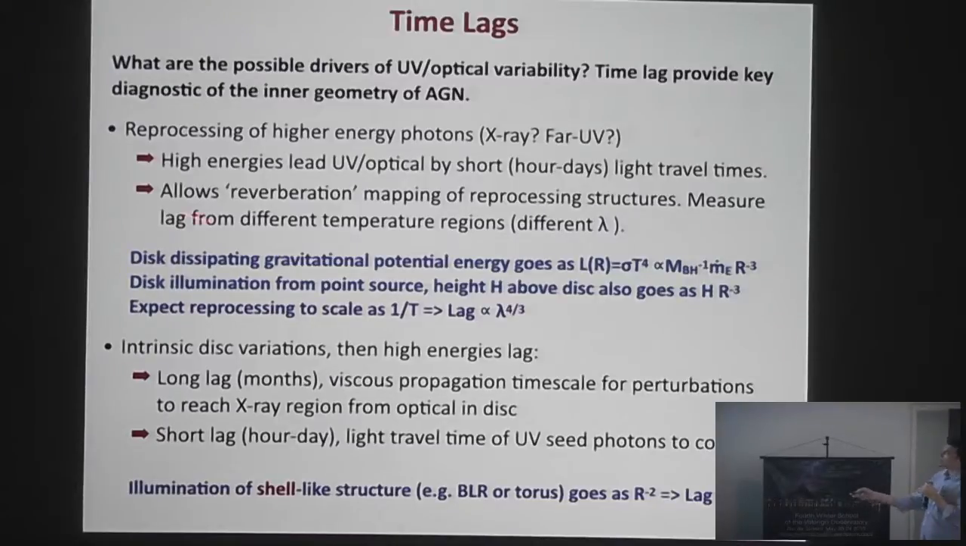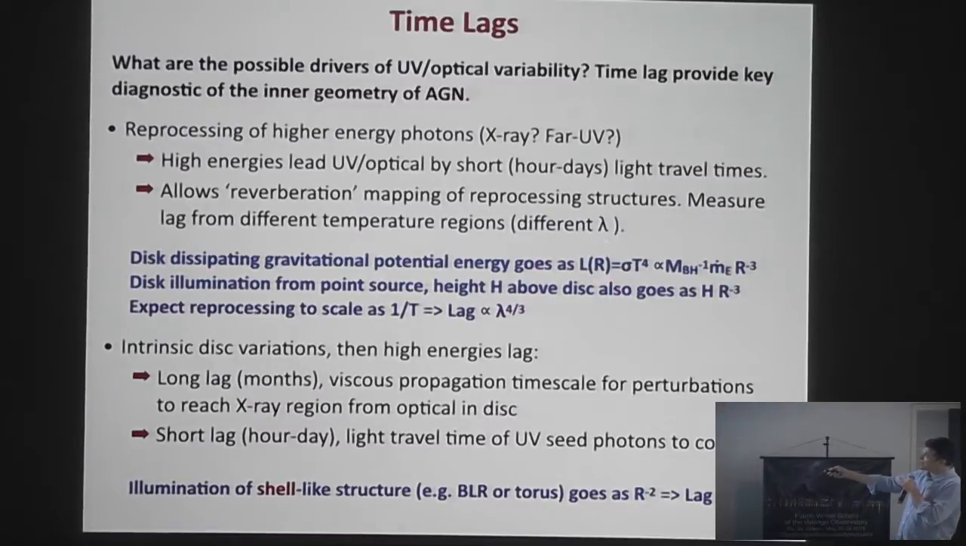Another way we can do this is we can do reverberation mapping on the reprocessed structures. So we can measure the time lag from different temperature regions. So we can look at the disk as different temperature sections and look at how, say, the X-rays or the hard UV vary, and then look at what the time lag is for the rest of the disk to vary. And so you could have either dissipation of gravitational potential, which is sort of flowing through the disk, and that's what's giving rise to the variations.